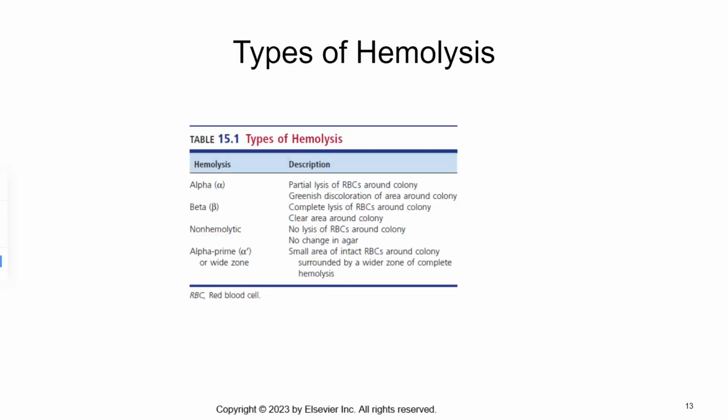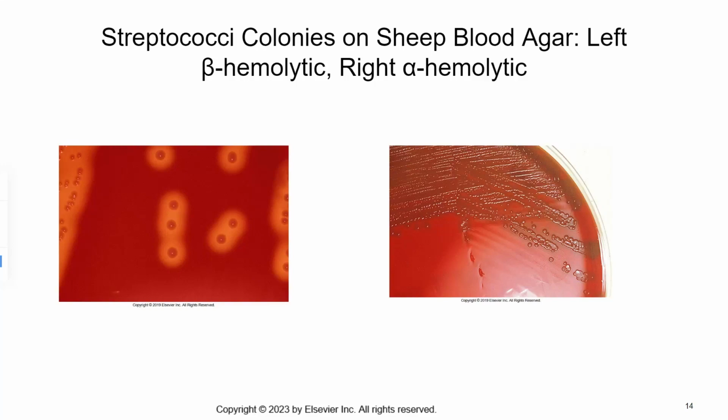This should be a review, but the types of hemolysis that you can see are alpha, beta, or gamma, which is also non-hemolytic. So here you can see the beta versus the alpha. With beta, you're going to see complete clearing, and maybe a yellow hue around the growth. With alpha hemolytic, there's incomplete hemolysis, and you're going to see green growing around the colonies. The type of hemolysis is a major distinguishing factor for the various groups.